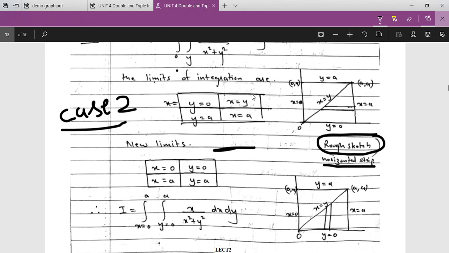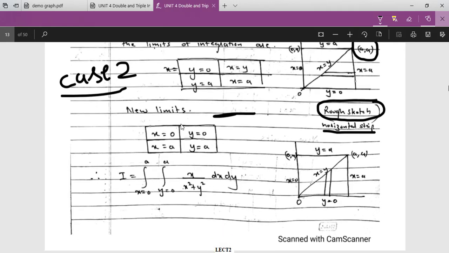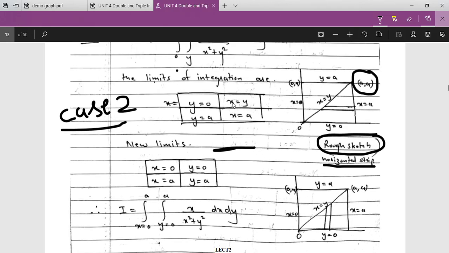When you evaluate this, when you substitute y is equal to 0, what will happen to x? It will turn out to be 0. And when you substitute y is equal to a, x equal to a, therefore the point of intersection will be (a, a). Therefore the new limits will be, this x will be converted into what? It will be converted into y.